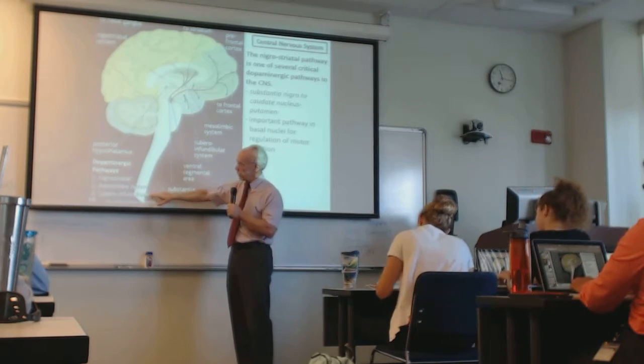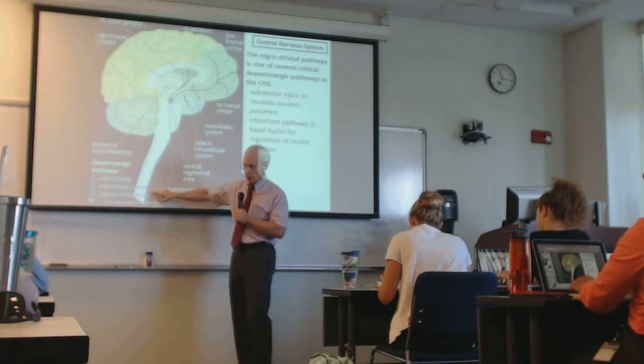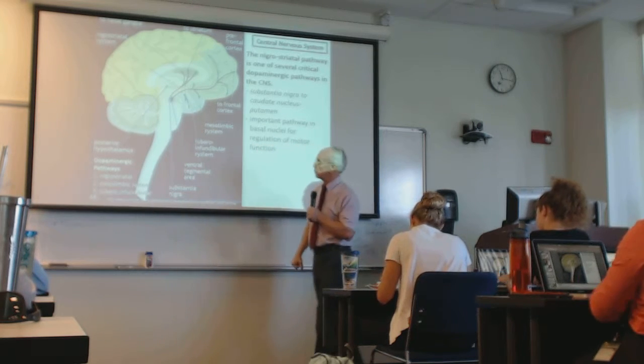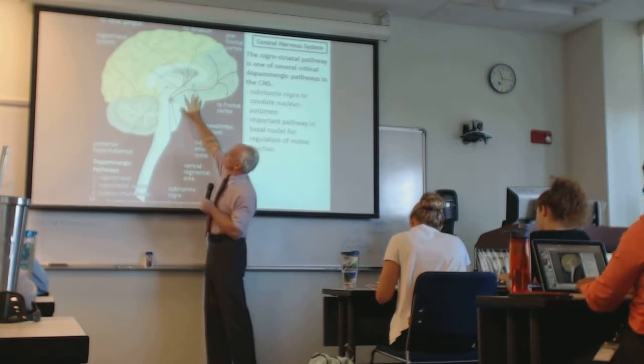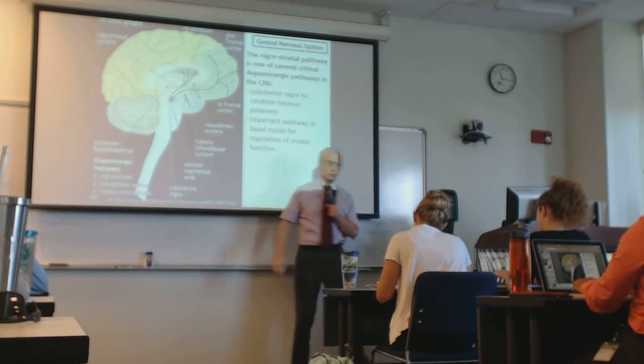But this is a dopaminergic pathway that regulates prolactin production. There it is right there, extending down to the pituitary.